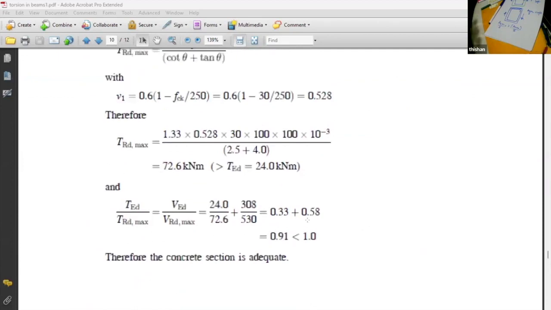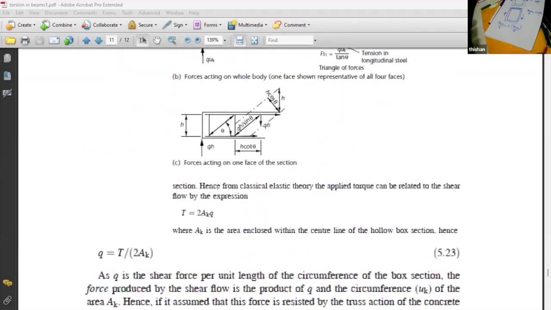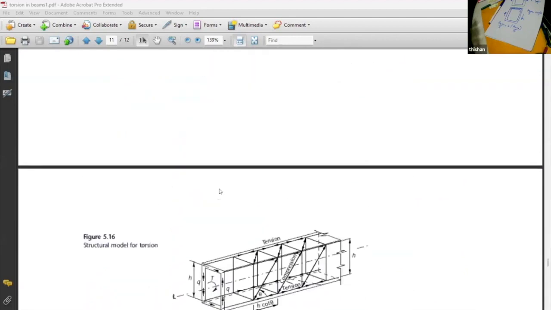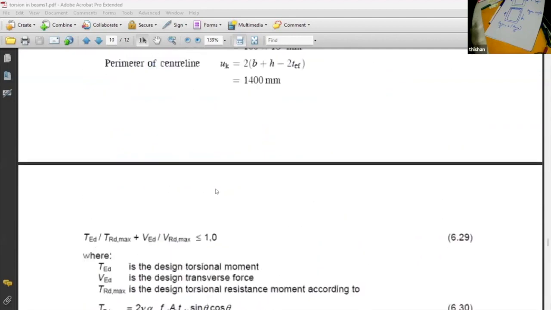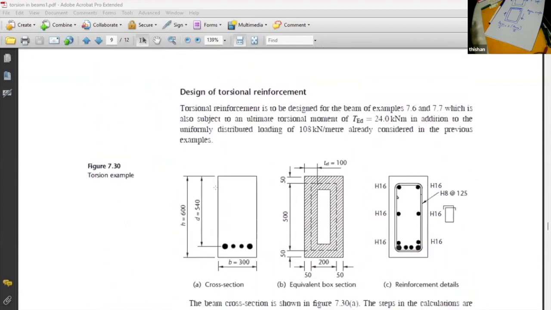These are checked to see whether 24 kilonewton meters of torsional moment can be carried. And if you look at the figure, here you can see every corner 16 millimeter bars, 2 additional bars here, 2 additional bars here. So because it's subject to torsion, you have to provide additional bars right round.